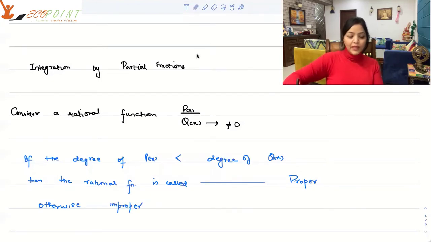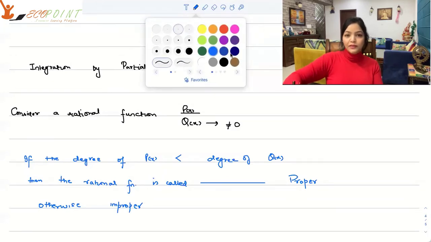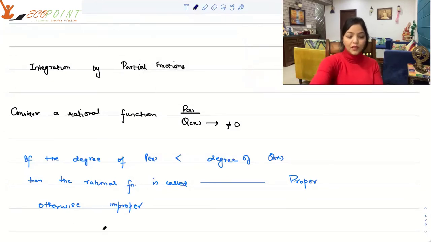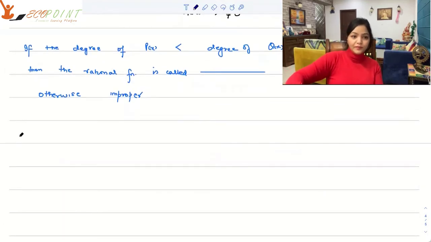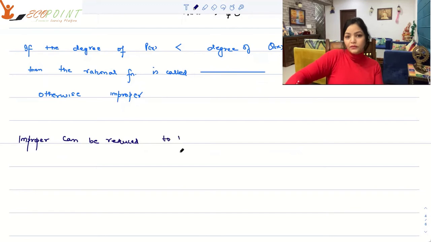Okay, now what happens is that improper can be reduced to proper. Improper can be reduced to proper by the long division method, the division process.